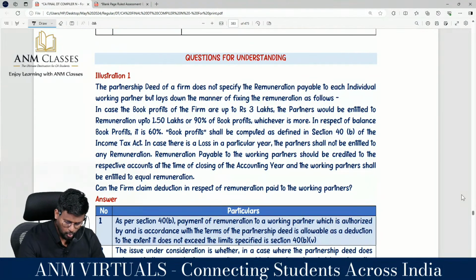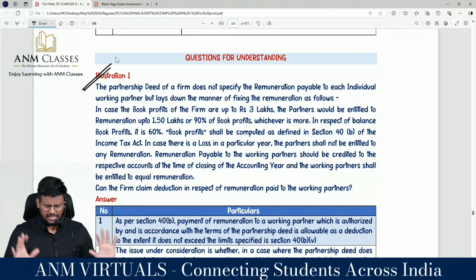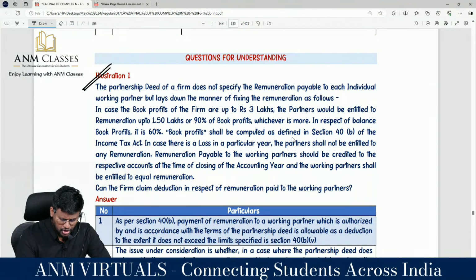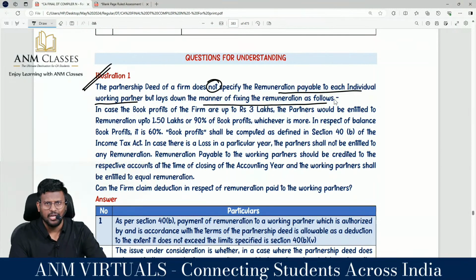I'm having one question for understanding. Illustration number 1. Whatever we have discussed will be that. The partnership deed of the firm does not specify the remuneration payable to each individual partner, but lays down the manner of fixing remuneration as follows.